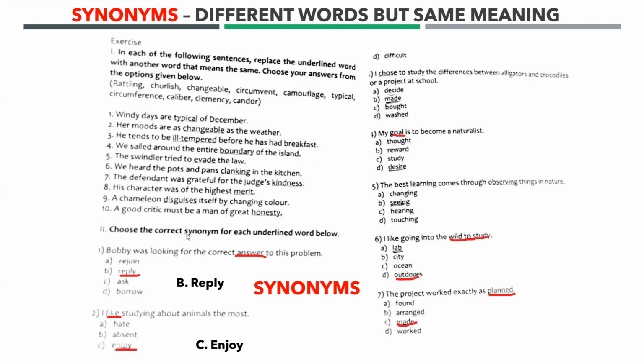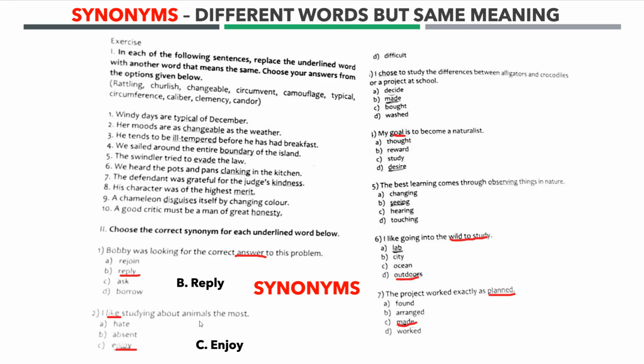Here we have given some sentences. We have to choose the correct same word for the underlined words. The sentence here is, Bobby was looking for a correct answer to this problem. Here the underlined word is answer, so we need to find a replacement for this word from the options given: rejoin, replay, ask, borrow. What is another word for answer? It is replay. Replay is the correct answer for this sentence.